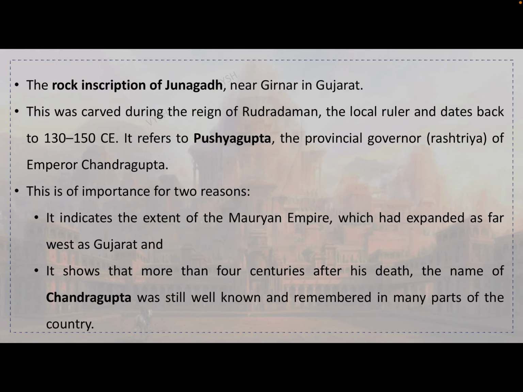The rock inscription of Junagadh near Girnar in Gujarat was carved during the reign of Rudradaman, the local ruler, and dates back to 130 to 150 CE. The thing we were talking about was around the 3rd century BCE, but this inscription is from 130 to 150 CE.